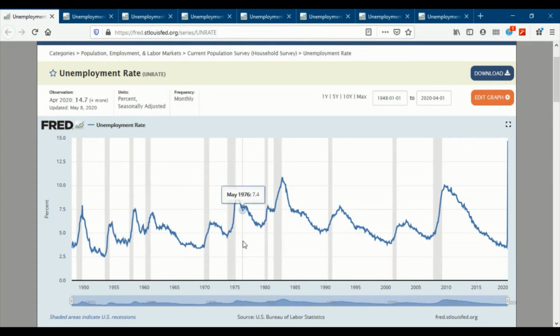And if you see the graph here, the worst hit was in December of 82 with 10.8. The national unemployment rate during the 2008 recession was less than the 1982 rate, that is, it was 10. And as of now, the unemployment rate is 14.7, which is quite high. Now, just looking at the data, it's from 48 to 2020.